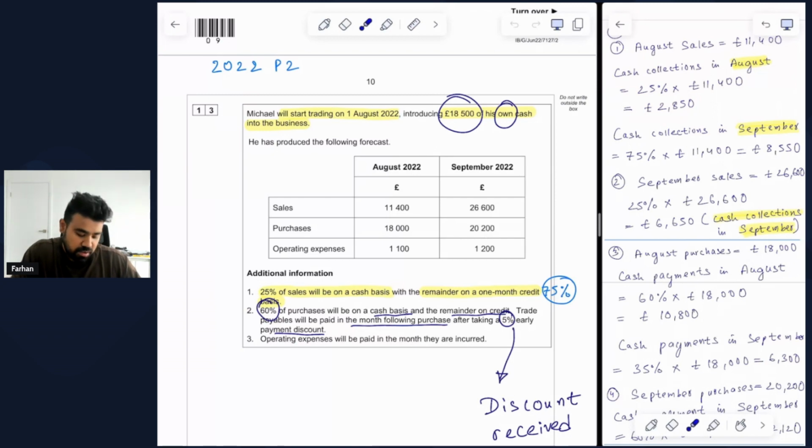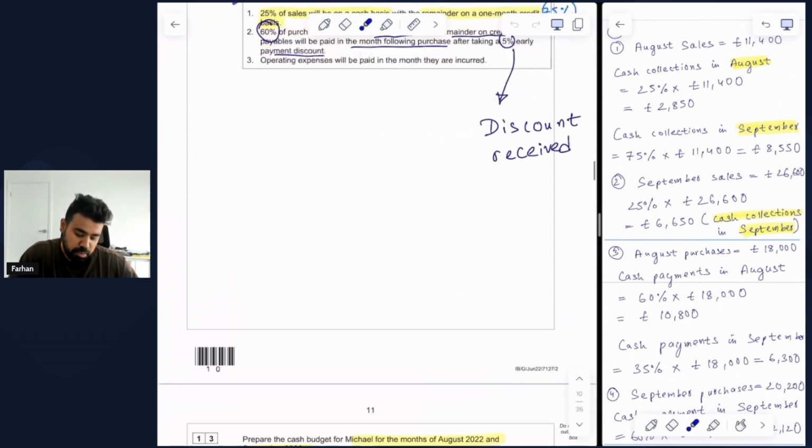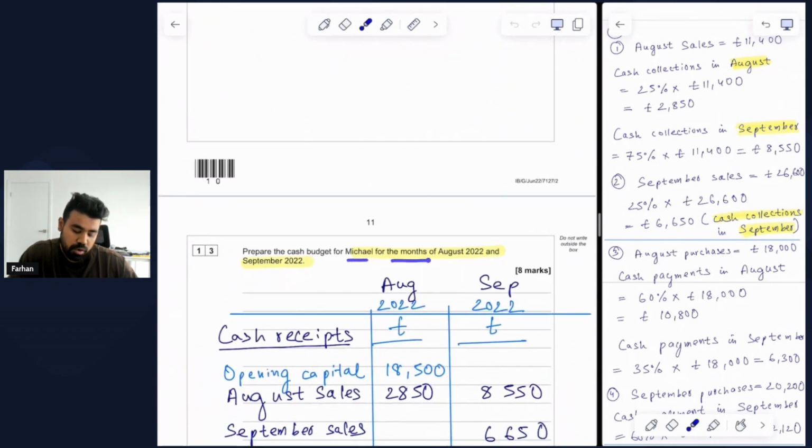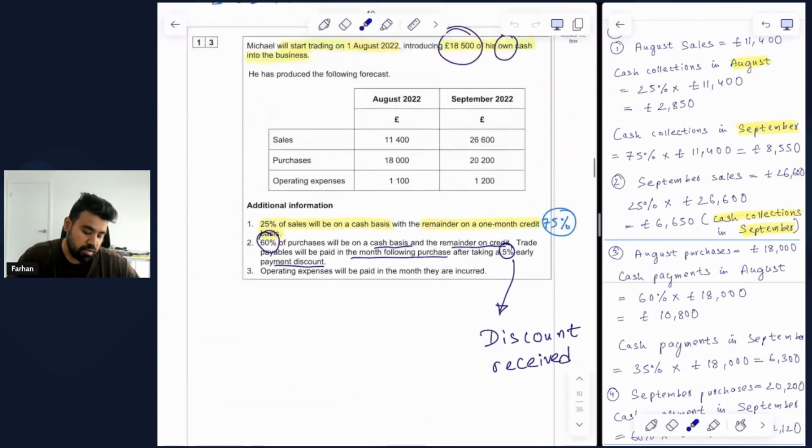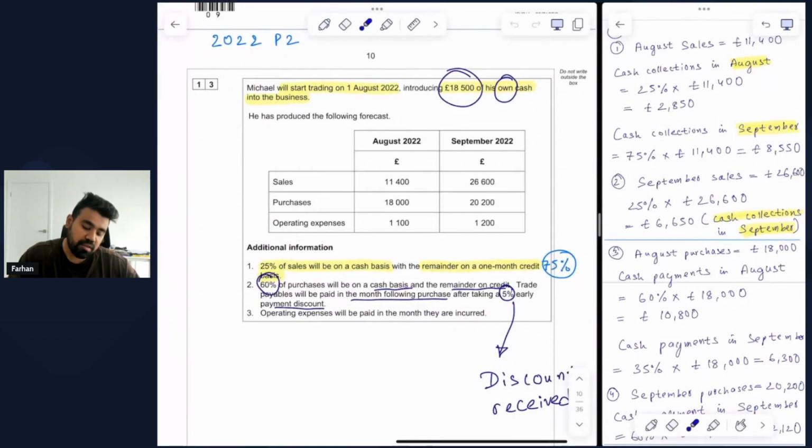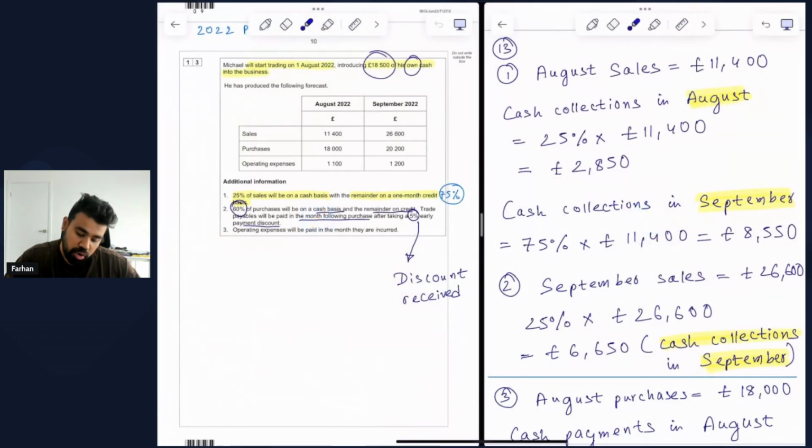We are given some forecasts with regards to the first 2 months of operations, August 2022 and September 2022, for sales, purchases, and operating expenses. We are also given some additional information, and we are required to prepare the cash budget for Michael for the months of August 2022 and September 2022. So all the workings that we will need to do for solving this problem is on the right hand side of the screen. Let me explain you through each and every step.